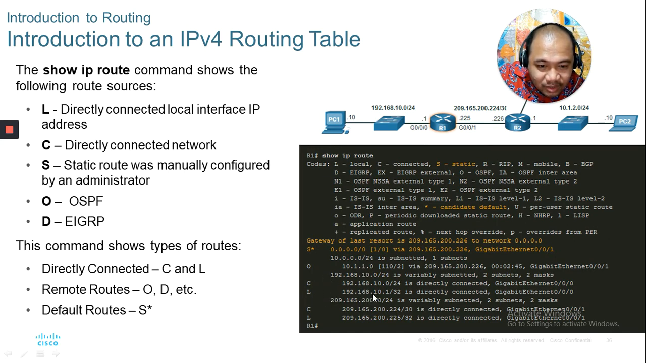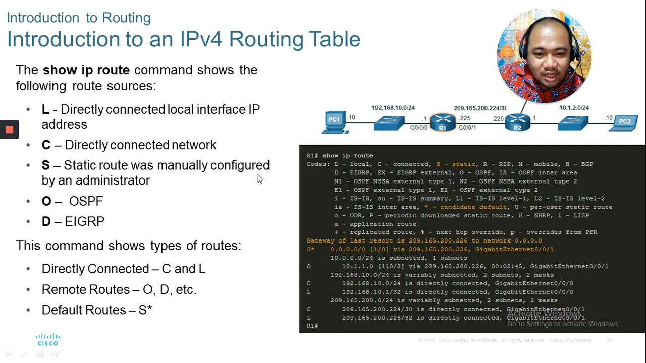Here is the L, 192.168.10.1. For C, directly connected network, we are referring to the network address. This is your network address, 192.168.10.0, under G0/0. Look for L, G0/0, this one. Look for C, directly connected: 192.168.10.0, here you go, under G0/1. So L refers to the IP address, and C refers to the network address.